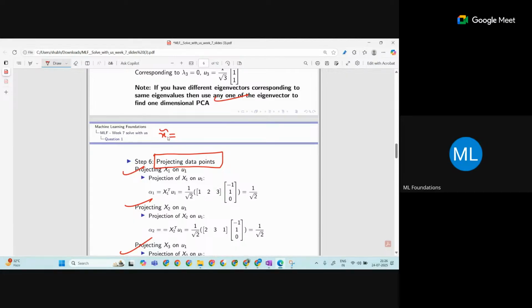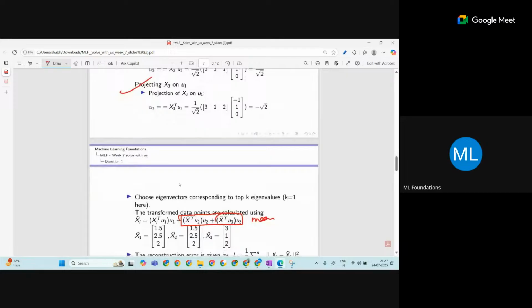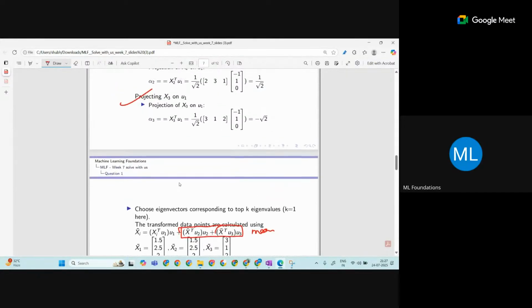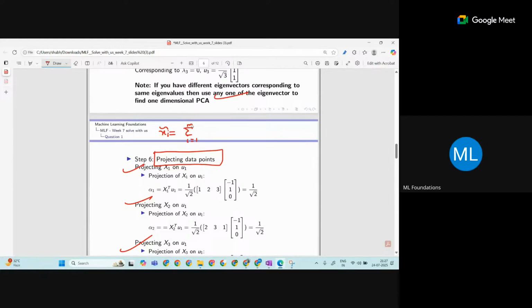So the reconstructed vector x_i tilde is the summation from i equal to 1 to m, where m is the number of dimensions, meaning one-dimensional PCA, two-dimensional PCA, according to that. The projection formula is exactly the projection formula: x_i transpose u_i, your eigenvector, and outside u_i.